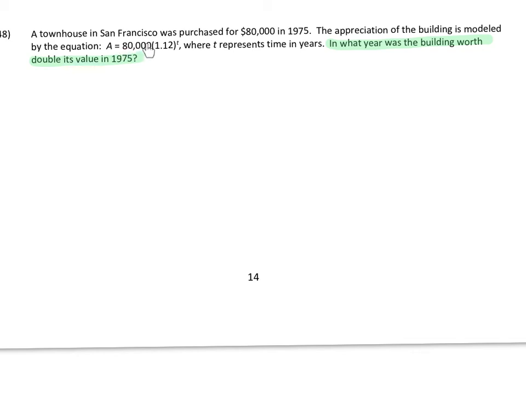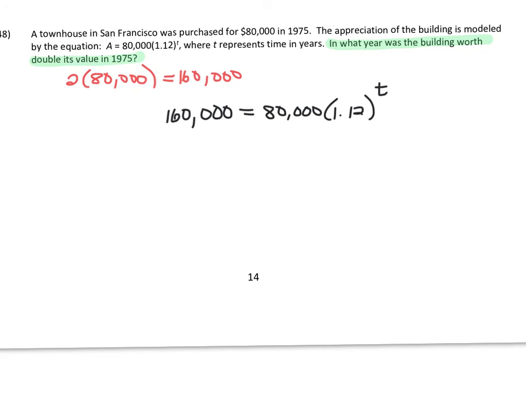Was the building worth double its value? Well, if it was $80,000 in 1975, double 80,000, 2 times 80,000, would be 160,000. So we want to know how long does it take, solve for the T, to grow to 160,000. So we're going to take that and put it in for A. All right, so here we go. When we're solving for an exponent, we're going to have to use logs. But before we do, we have to get this base that contains the exponent by itself. So let's get rid of this 80,000. Since it's 80,000 times, that's what parentheses mean, we're going to do the opposite of multiplication. We're going to divide both sides by 80,000.